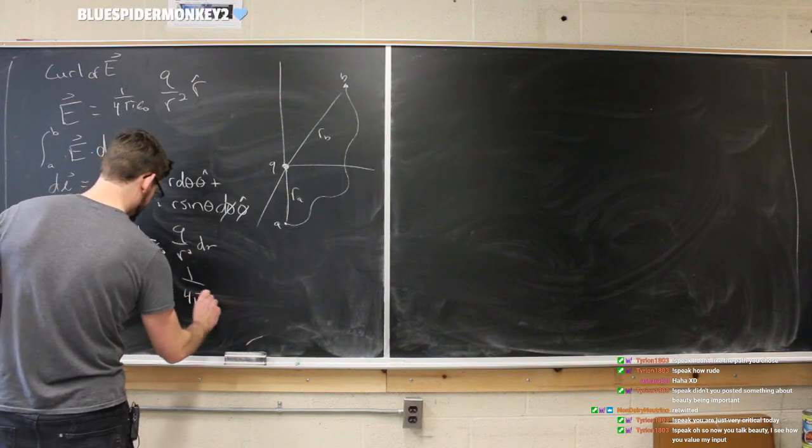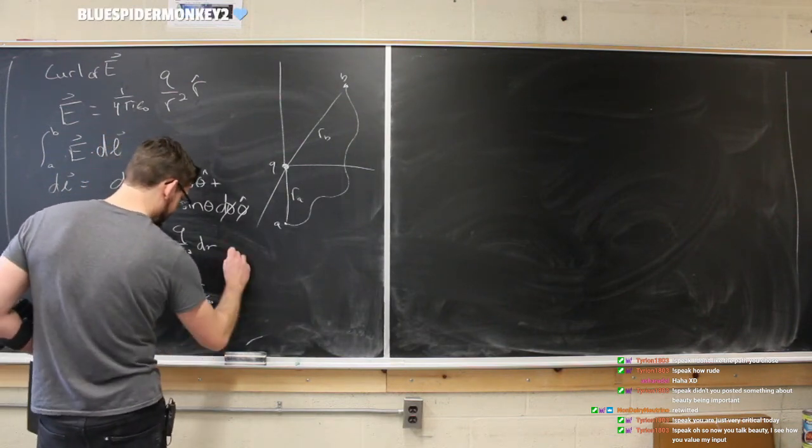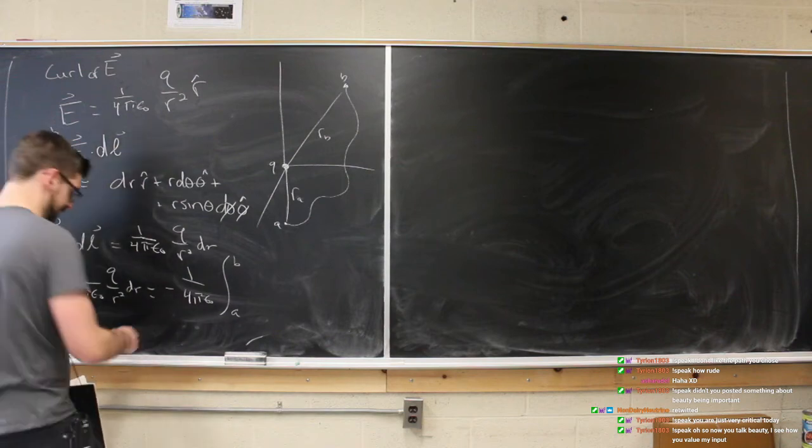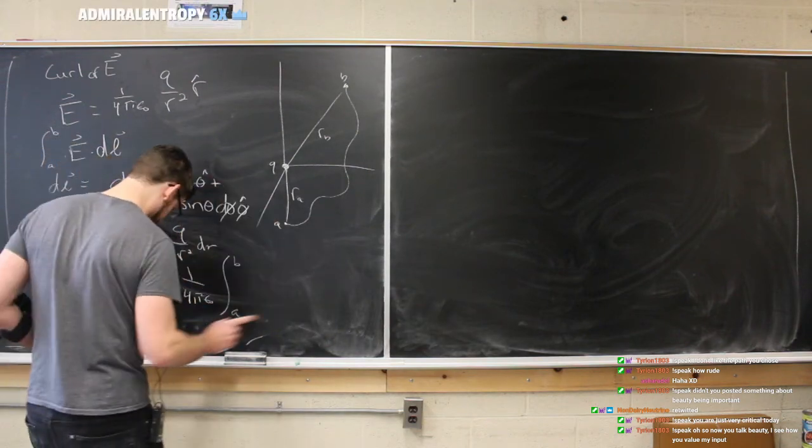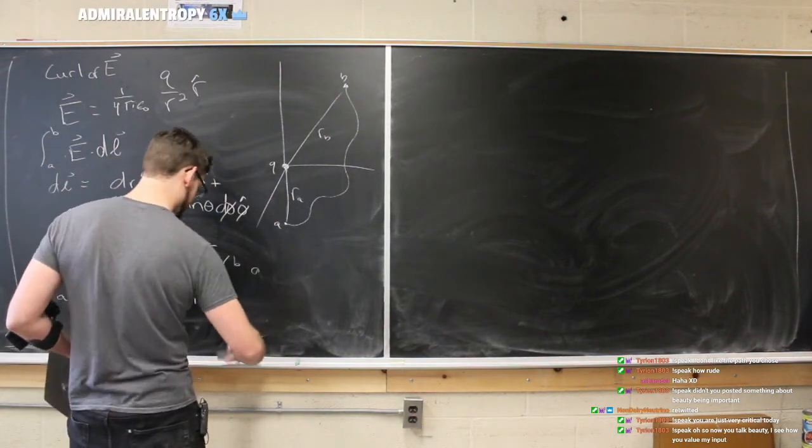4 pi epsilon naught integral of a to b, so minus that integral of a to b, because the minus from the minus 2 comes out front, the 2 goes to 1, and you get, there's no more integral though.